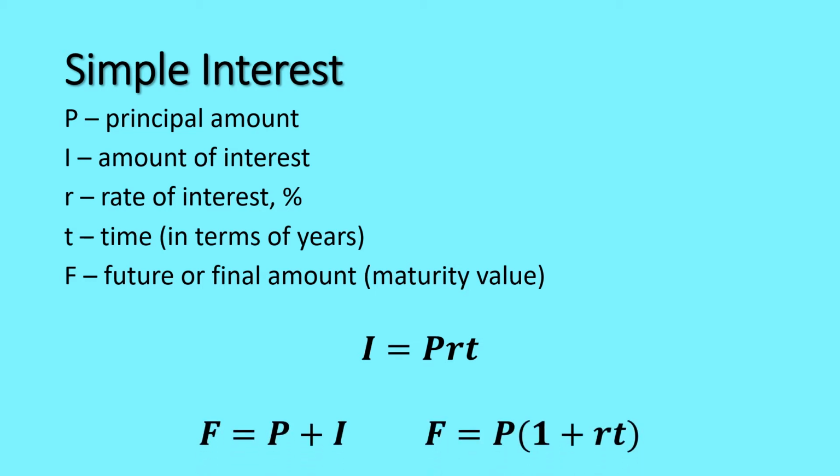For the final amount, the formula is simply P plus I. So this is the general formula of the final amount. It is the sum of the principal amount and the amount of interest, or simply interest. But if we're going to substitute the formula of the simple interest, I equals PRT, to our F equals P plus I, we can simplify that formula into F is equal to P times the quantity 1 plus RT. So these are the formulas that we will be using in solving problems involving simple interest.